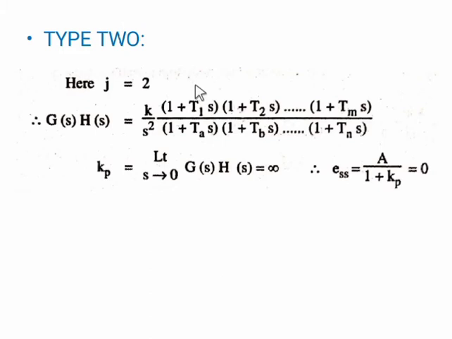Now type 2 systems. For type 2 systems, j equal to 2, so it becomes s square. So again 1 over s square equal to infinity. So Kp equal to infinity, and if we put the value of Kp equal to infinity, it is A by infinity, also 0. That means for type 2 system, steady state error is also 0.